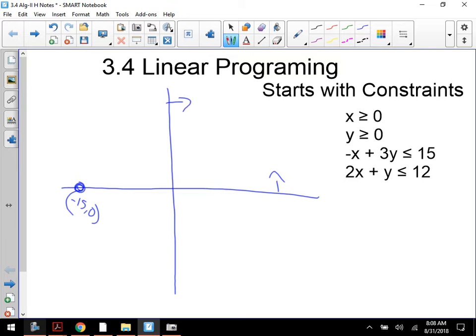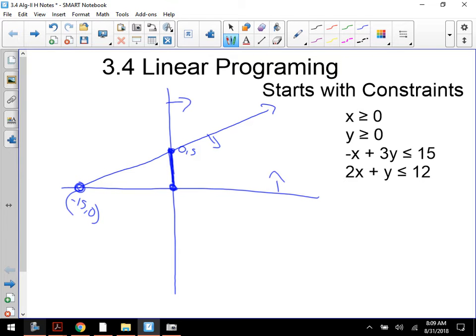What's the y-intercept for that one? 5. Excellent. Let's say it's about here. 0, comma 5. Connect the dots. Continue on. Did it go through the origin? Nope. So it shades. Well, 0 plus 0 is 0, and 0 is smaller than 15. So we know that's moving down here, which means right away that this boundary is important to here, to here.